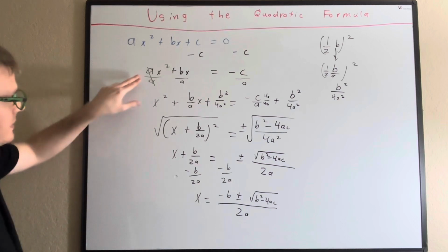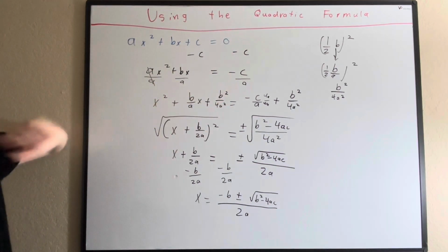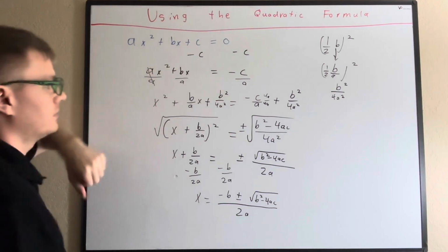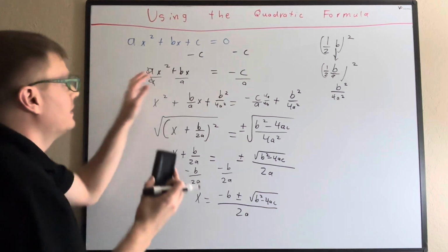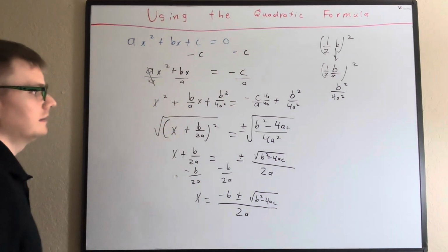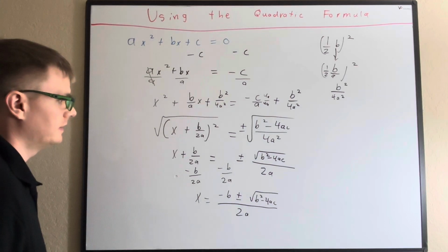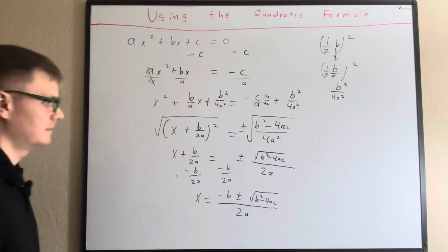The difficult part is dividing everything by A. It's tough to remember. You need a 1 out there for completing the square. And also thinking of the B part as B over A instead of just B can throw some people off, but that is what the quadratic formula is.